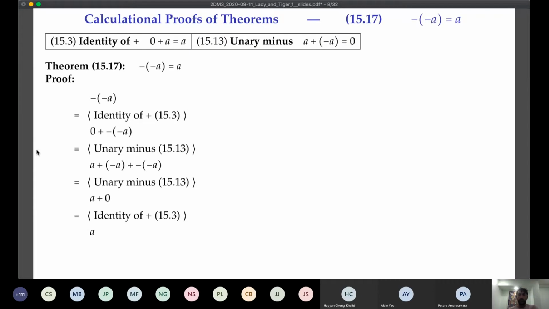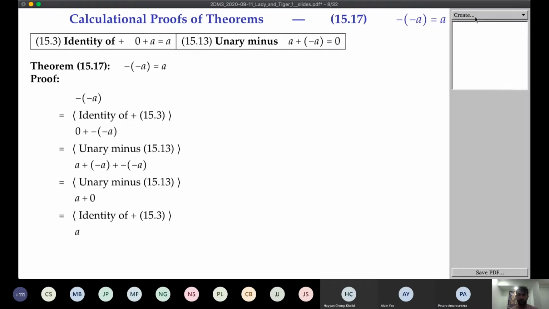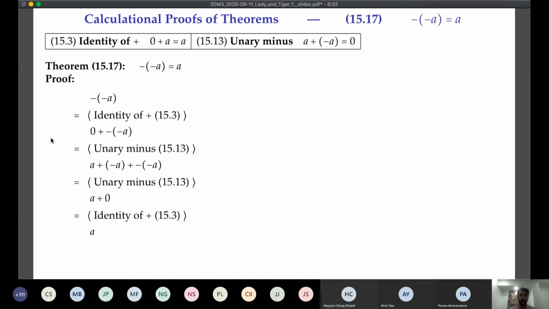All right, so here's a simple little proof. Let's see how reasonable it is. I'll just use my mouse. Okay, so here's a simple little proof: minus A is just A. Almost everyone here will have taken this fact for granted.